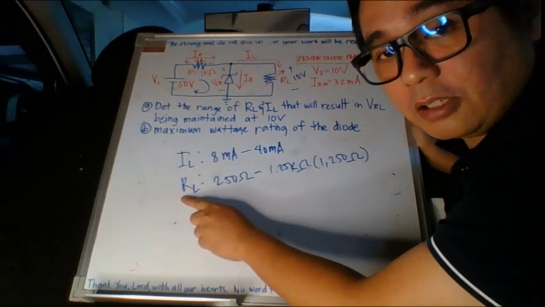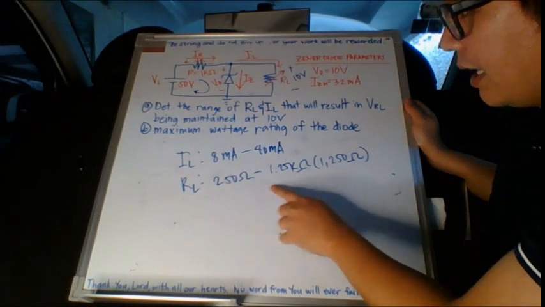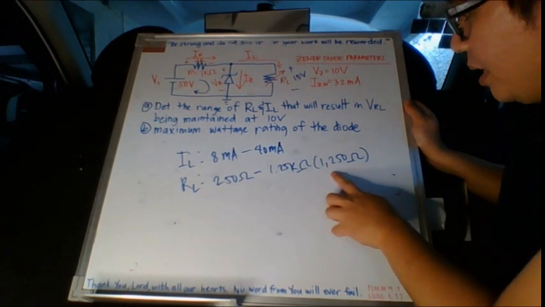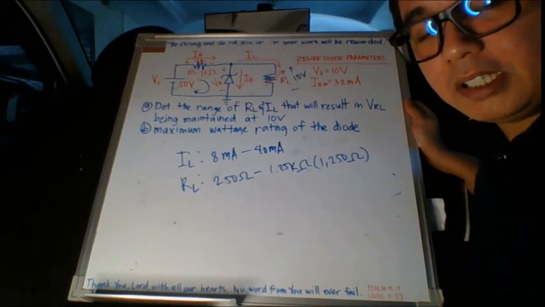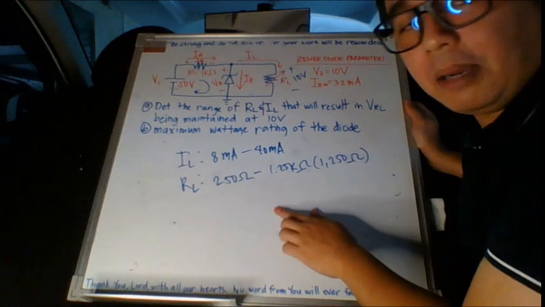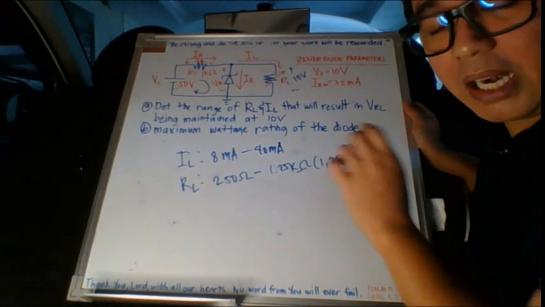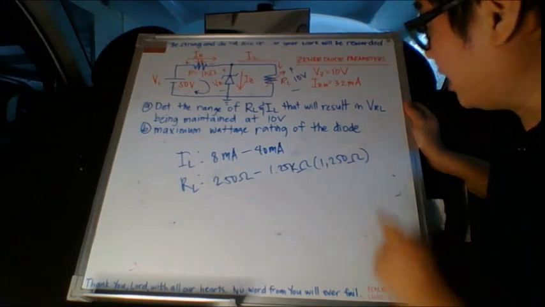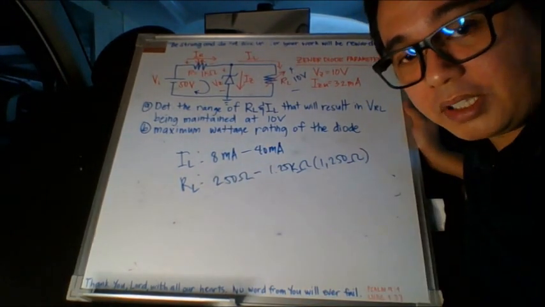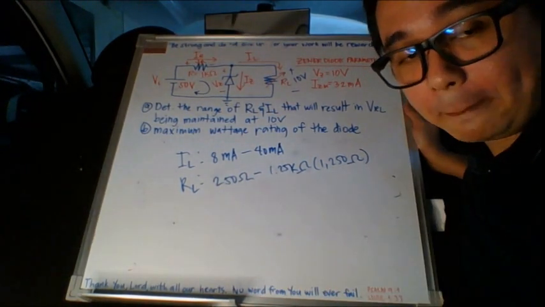Samantalang ang ating load resistance ay nasa pagitan ng 250 ohms hanggang 1.25 kilo ohms or 1,250 ohms. I-interpret natin yan. Ito daw yung pinakamababa na resistance na pwede sa ating load para makapag-regulate ang ating Zener diode ng 10 volts. Paano kung mas mababa dyan? What if meron tayong 150 ohms? Mas mababa sa minimum, di ba?